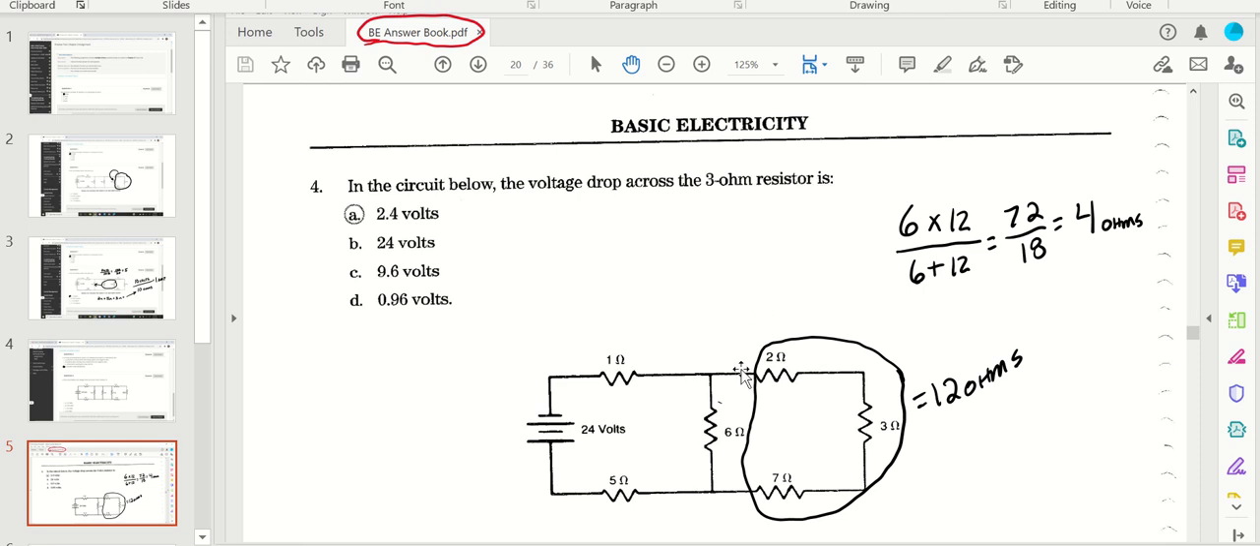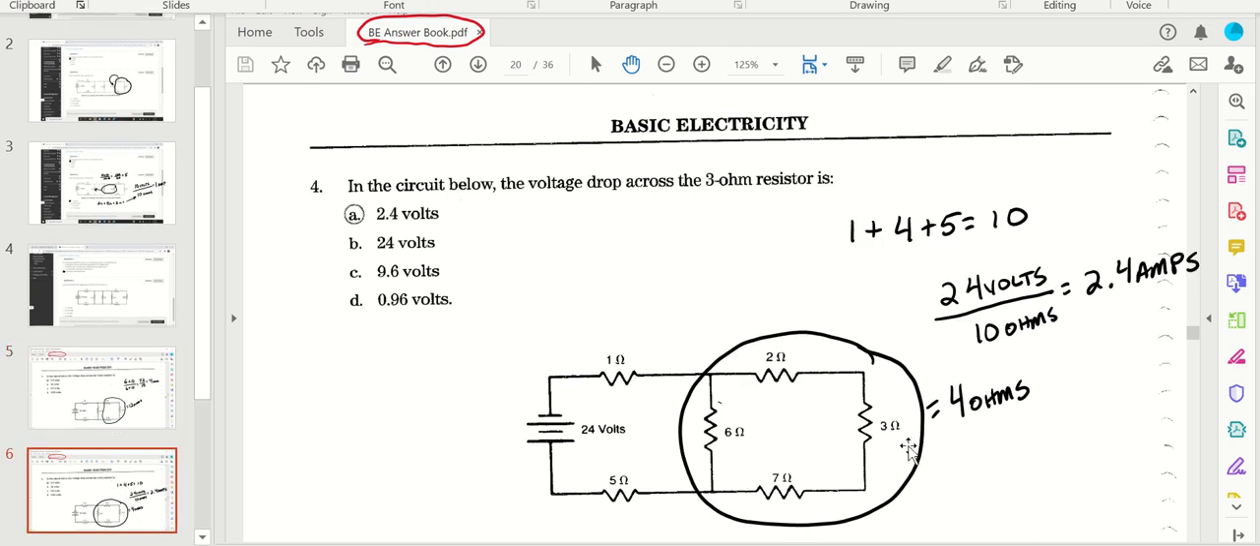But let's go through and figure out how we came up with the voltage drop across the 3 ohm resistor being 2.4 volts. So our circuit here at 2 ohm, 3 ohm, and 7 ohm, that has a total resistance of 12 ohms. And if we have 12 ohms parallel with 6 ohms, we can do product over the sum. 6 ohms times 12 over 6 plus 12 ends up being 4 ohms. So the total resistance of all 4 of these resistors in this parallel series configuration is 4 ohms.